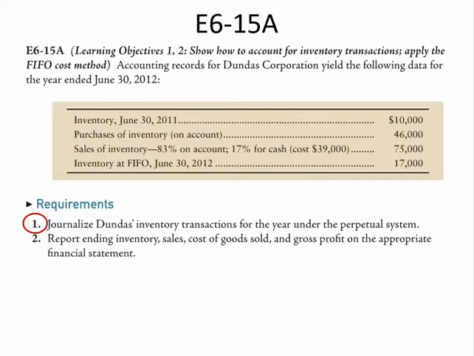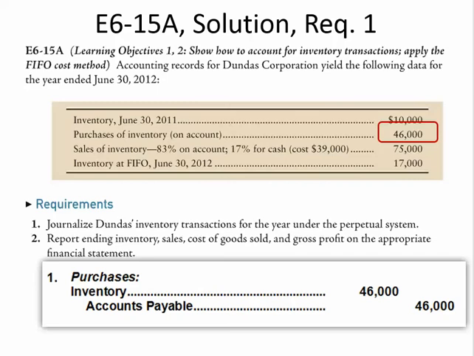So the first entry we're going to do, there's two sets of journal entries we do. For requirement 1, the first journal entry is to record the purchase of inventory. The purchases of inventory, it gives us in the table, I've circled it with red, so 46,000, there's our purchase. So we're going to increase inventory, it's an asset, a current asset, for 46,000, and then our credit will be to accounts payable. And the reason it's to accounts payable is because it told us up in that box that inventory was purchased on account.